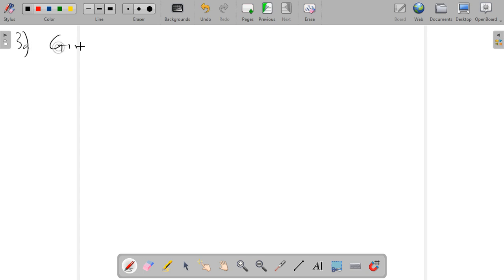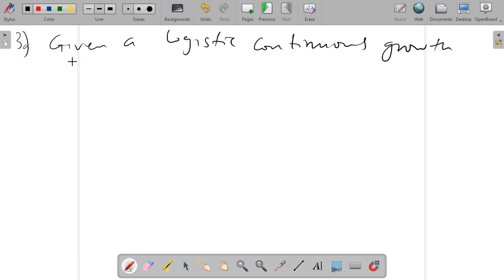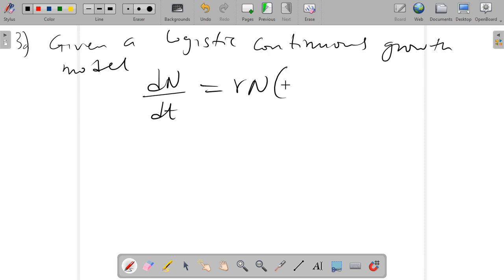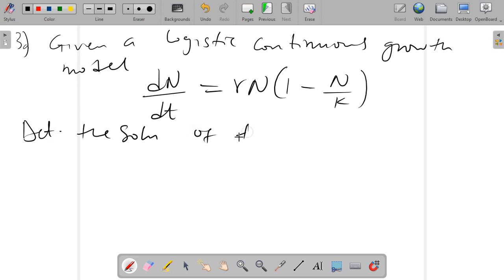They say, given a logistic continuous growth model. They gave it as dN over dt is equal to rN in bracket of 1 minus N over K. Okay, so they now say determine the solution of the above equation.